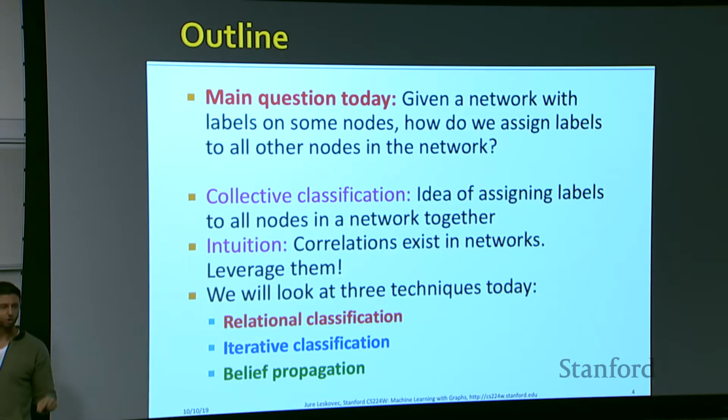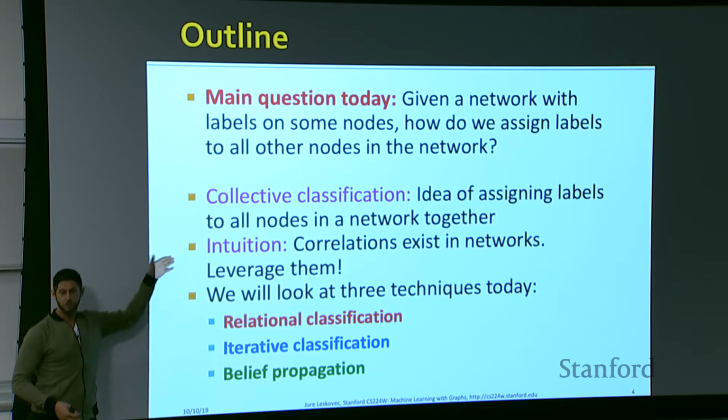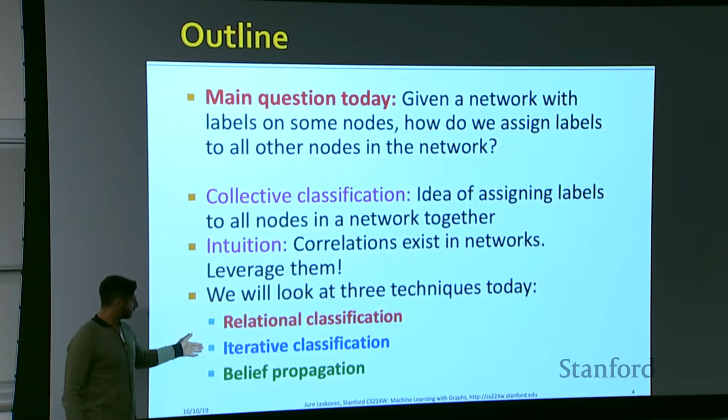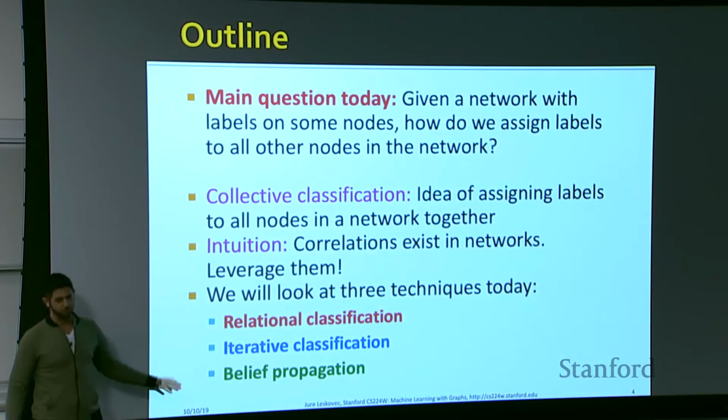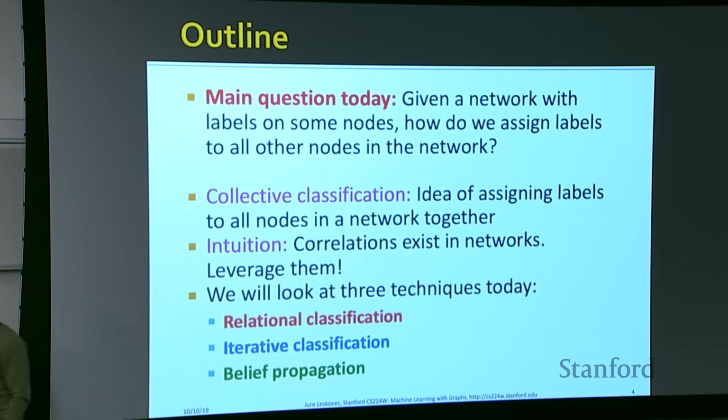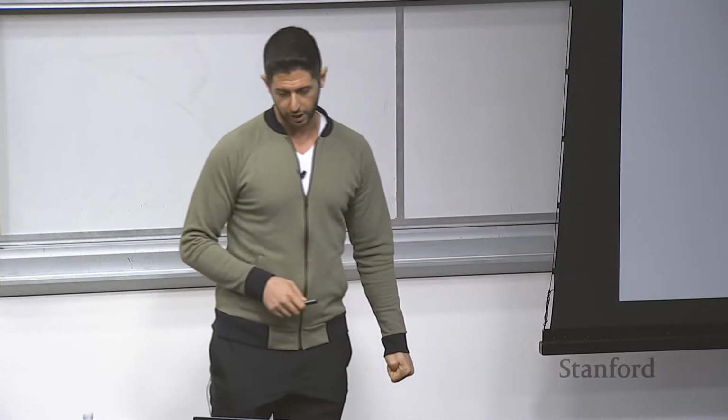Okay, I'm going to go more in detail and explain some examples of these correlations, but the good news is that they exist, so we can leverage them to build a predictor. The three main techniques that we're going to be talking about today are relational classification, iterative classification, and belief propagation, and they are basically in order of how advanced they are. Okay, so we're going to be starting from the simplest one and work our way to belief propagation.